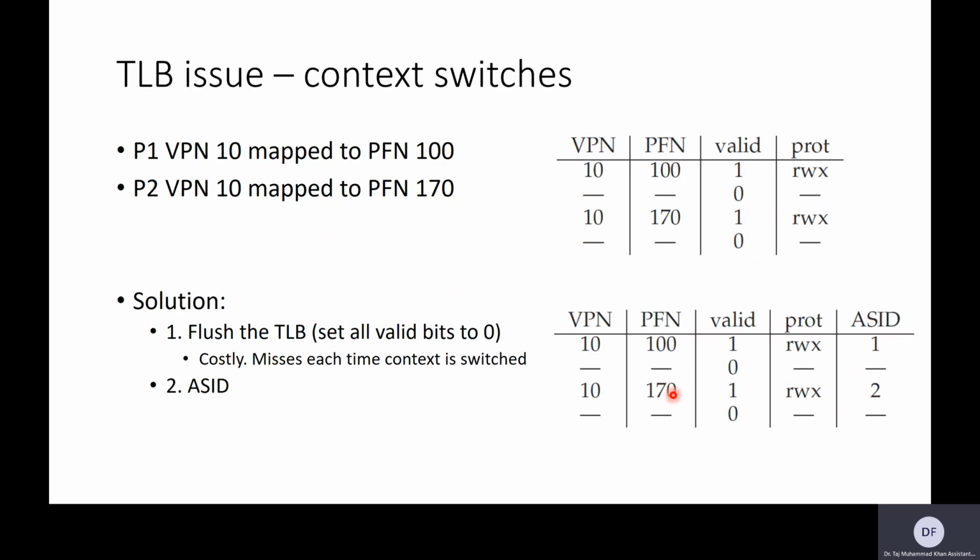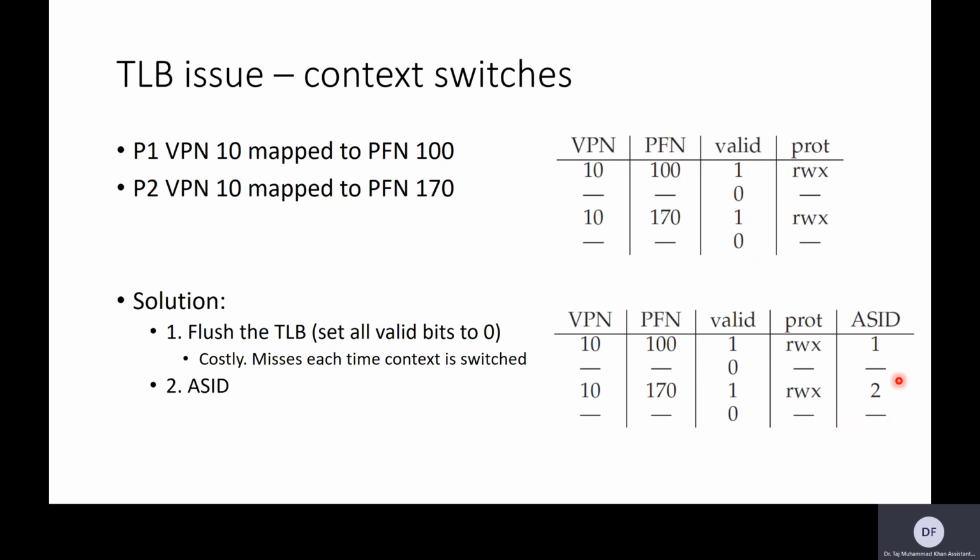So when it wants to convert its virtual page number 10 to a physical frame number, then using its address space ID, it will see which of these entries is its own, and it will use that particular entry to convert its virtual page number to physical frame number. So this is another solution which is costly in the sense that you have to extend your TLB entry, and modify your hardware to make space and add circuitry for looking up this address space ID.